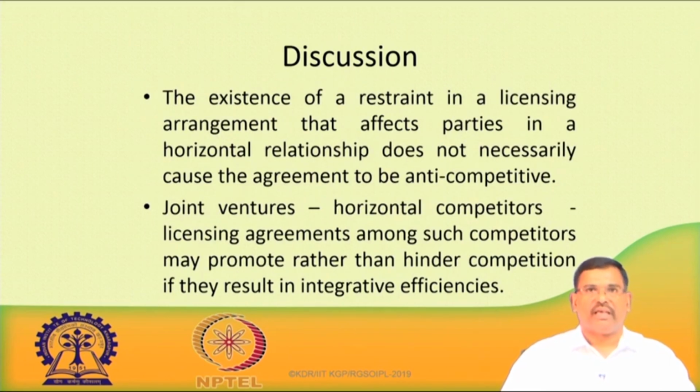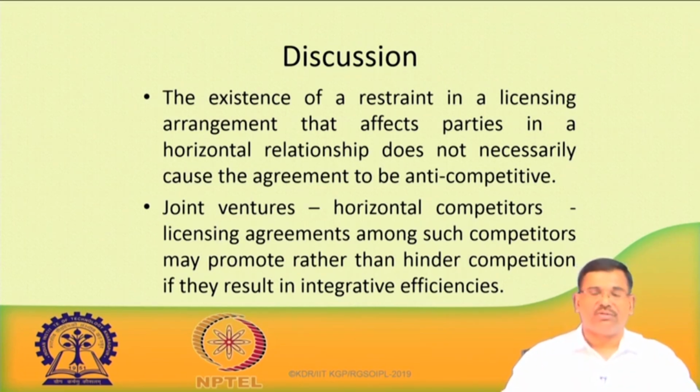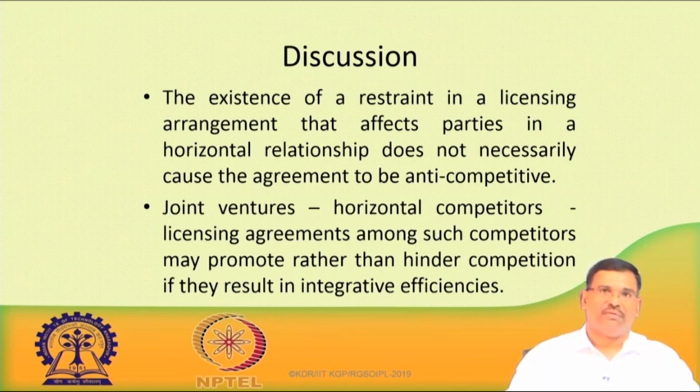But if such market allocations increase economic efficiency and render the market more competitive, then these competition law provisions cannot be applicable. Again, a restraint of trade, a restraint in a licensing agreement that affects parties in a horizontal relationship, does not necessarily cause the agreement to be anti-competitive in nature, not always, but you have to look into each and every case. Joint ventures are very well permitted, not always are they going to form cartels. So, among horizontal competitors, license agreements may promote rather than hinder competition, and result in integrative efficiencies. That is why I said in the case of joint ventures, especially in the case of horizontal competitors, you have to look into the pro-competitive effects.